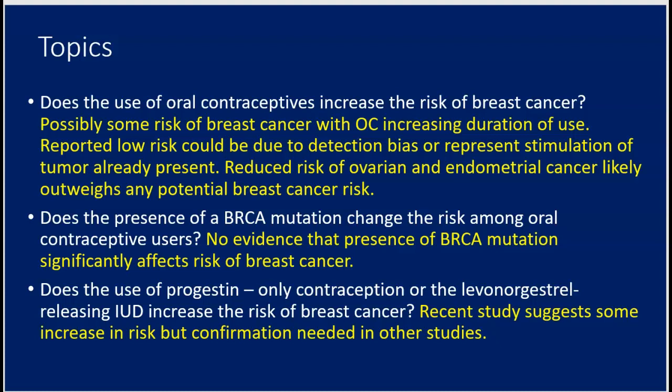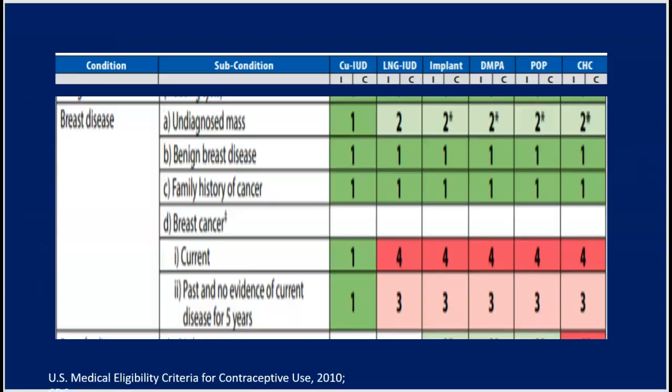What about the presence of a BRCA mutation? Does this affect the risk among oral contraceptive users? There's no evidence that presence of a BRCA mutation significantly alters the risk. And finally, we get to what we just looked at. Does the use of a progestin-only contraception pill, for example, or levonorgestrel-releasing IUD increase the risk of breast cancer? Clearly, this recent study suggests some increase in risk, but obviously confirmation is required in additional studies.